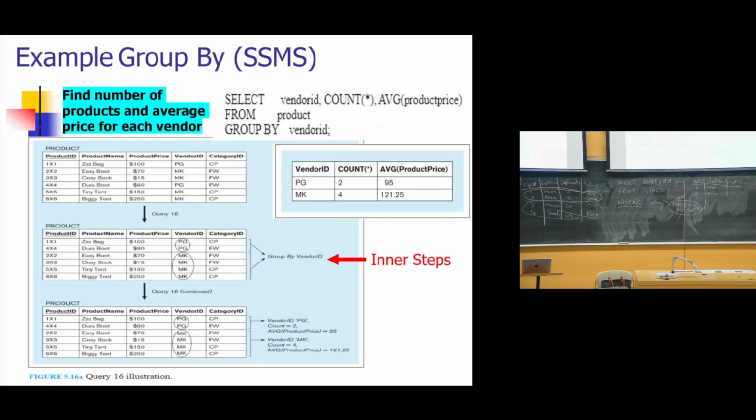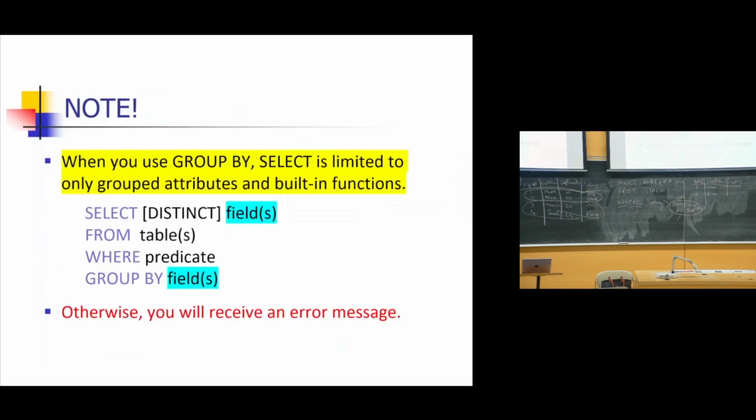And this is what happens internally. So internally, this is your product table. First of all, as I said, it groups based on the vendor ID. So look at the vendor ID column. We only have PG and MK, so we group these two together. And then for each of these vendors, it finds, for example, the count of the products, and also the price. And this is what I already explained, that if you use group by, then the select part of your statement is limited to only the grouped attributes, that is whatever you mentioned here, and the built-in functions.